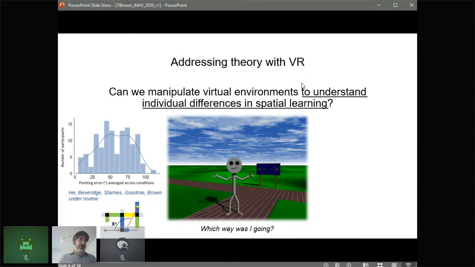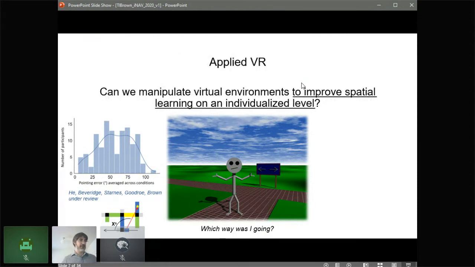And I wanted to highlight, you can flip this theory-oriented question on its head and take an applied angle and ask, can we manipulate virtual environments to improve spatial learning? And perhaps can we do this in a manner that's tailored to individual differences?